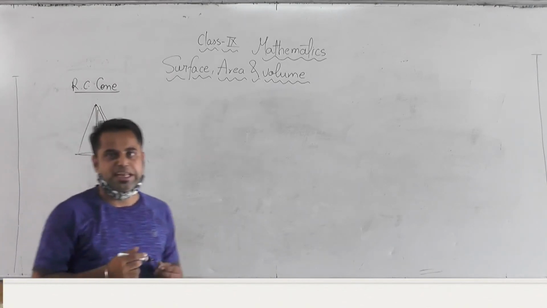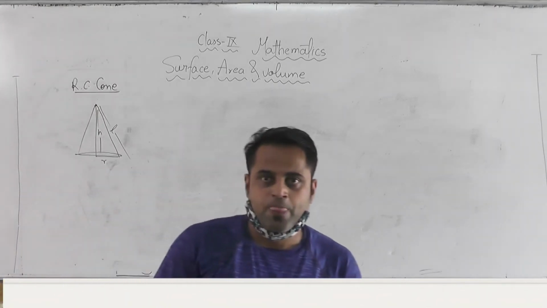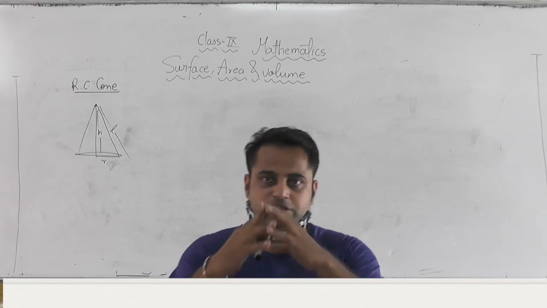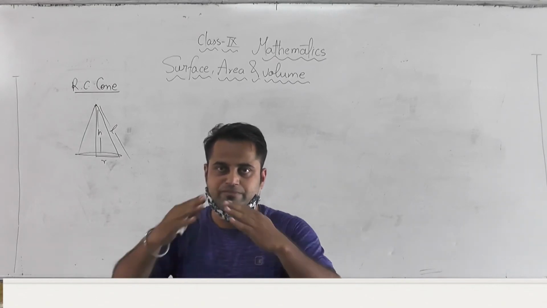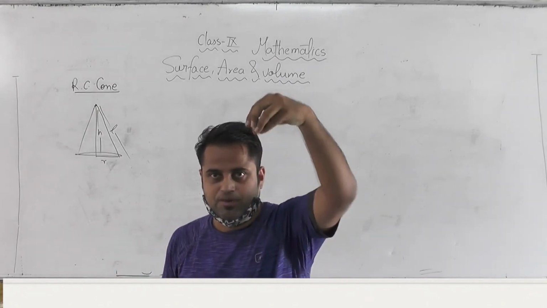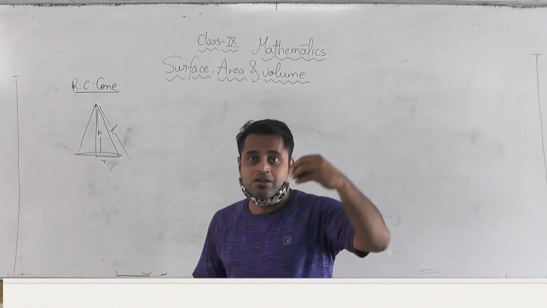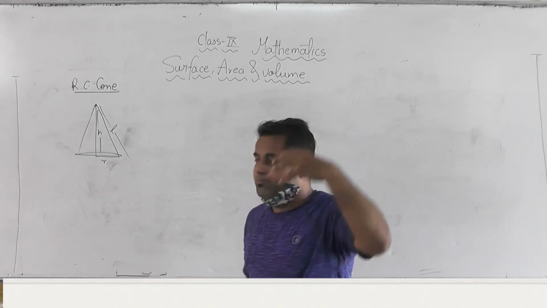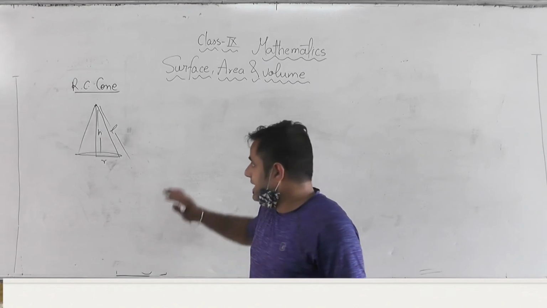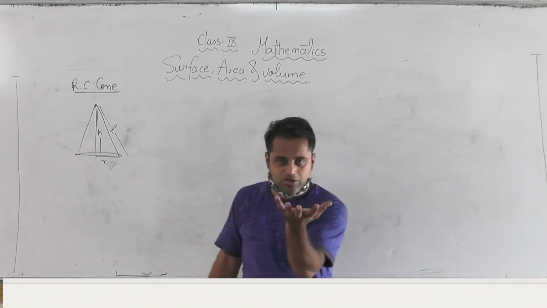small l, which is called the slant height, because it is curved from both sides, and that curve meets at a point at the top. It is actually a simple cone, but the cone stays stable on a base.